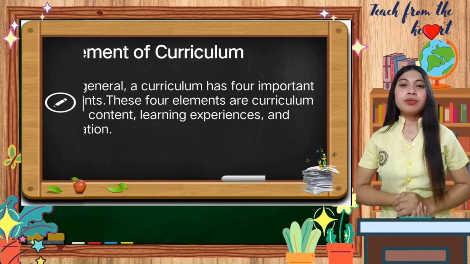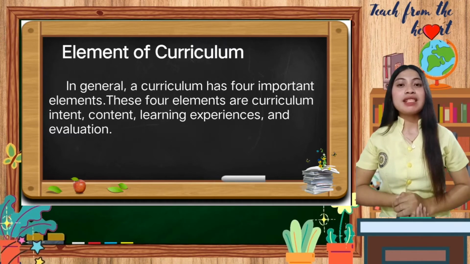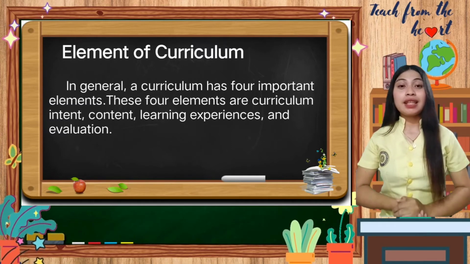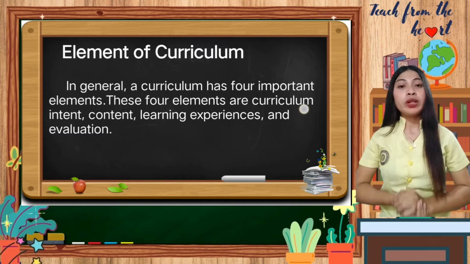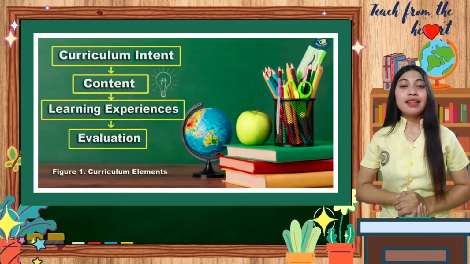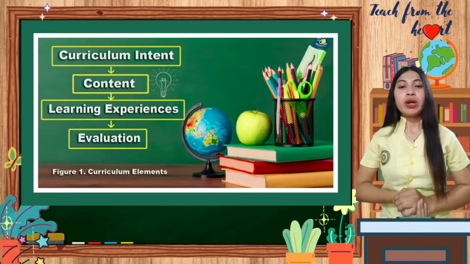Elements of curriculum. In general, a curriculum has four important elements, as I have said earlier, and these elements must be present in all curriculum documents before a document can be called a curriculum. These four elements are curriculum intent, the content, learning experiences, and the evaluation.